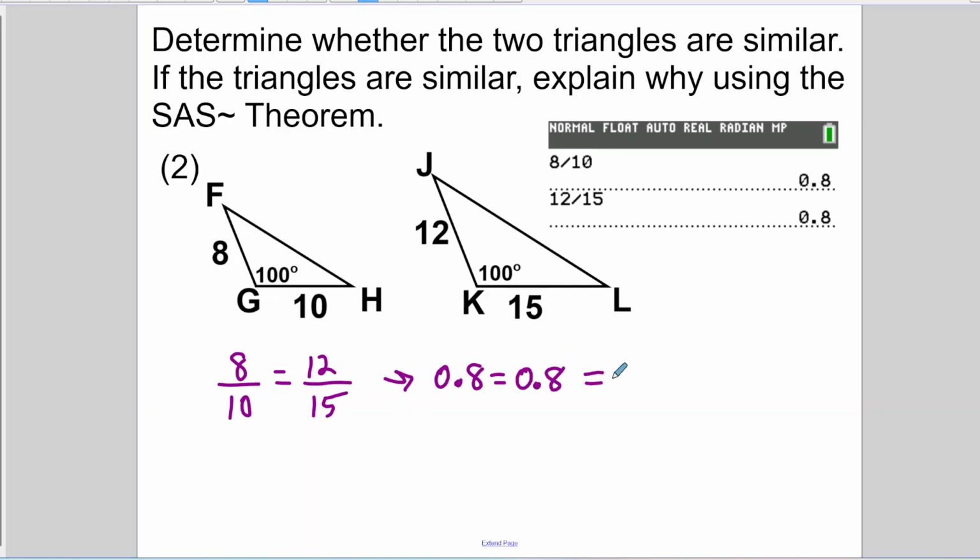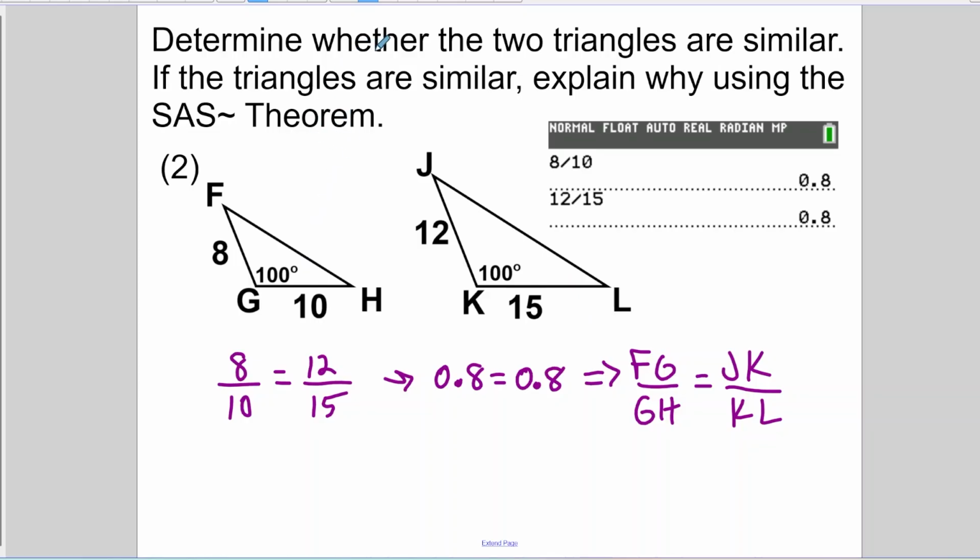And I'll just state this part here. The side here that was 8 units long was FG. So I'm going to say FG over this side here was GH, and say that this is equal to JK over KL. So this tells us that the sides are in proportion in both triangles.